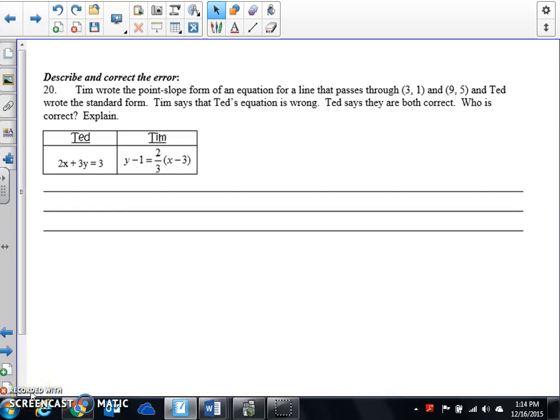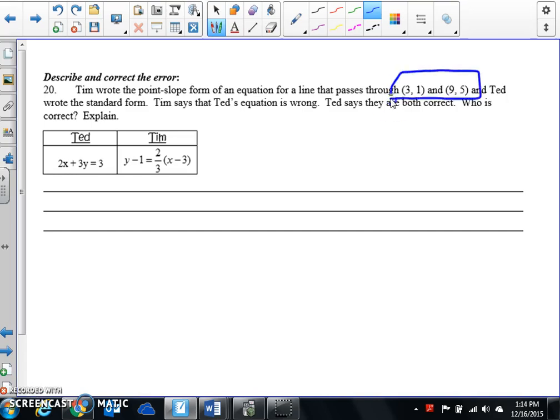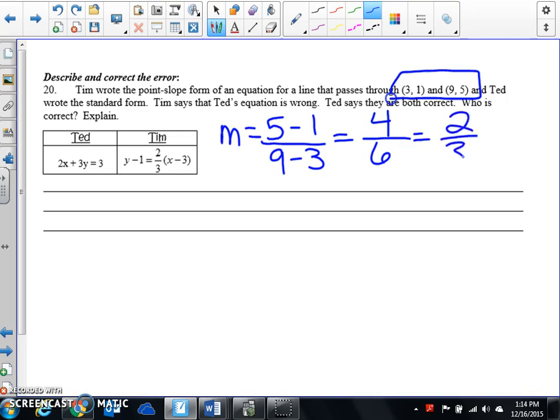Right, Tim wrote the point slope form of an equation for a line. So what we're going to do is start. They gave us 2 points, (3, 1) and (9, 5). So I start with slope. 5 minus 1 over 9 minus 3 gives me 4 over 6, which reduces down to 2/3. So my slope is 2/3, and then I'm just going to use the first point, (3, 1).